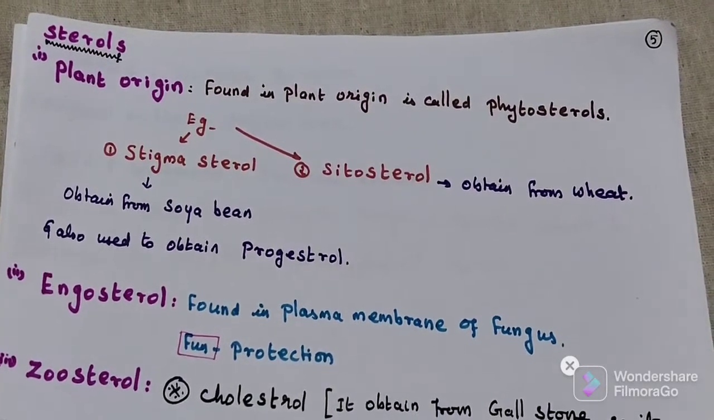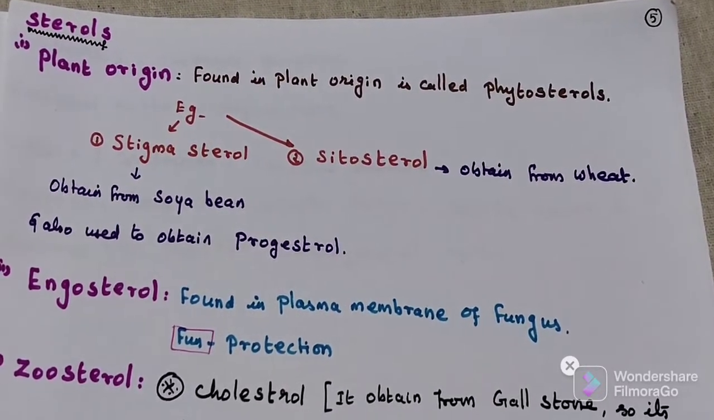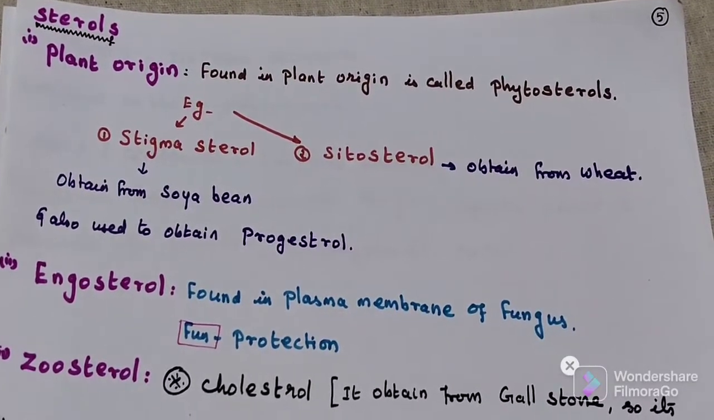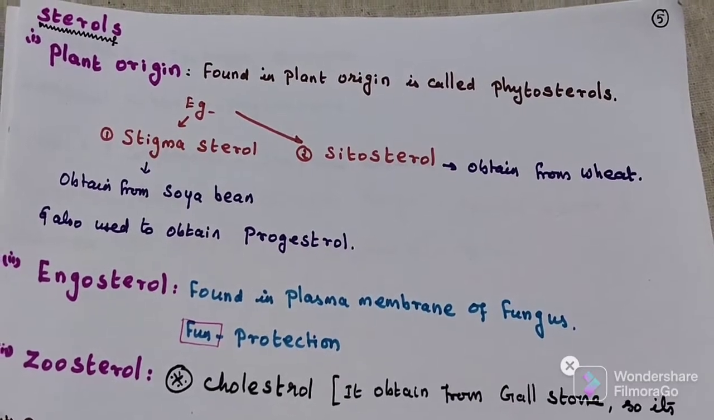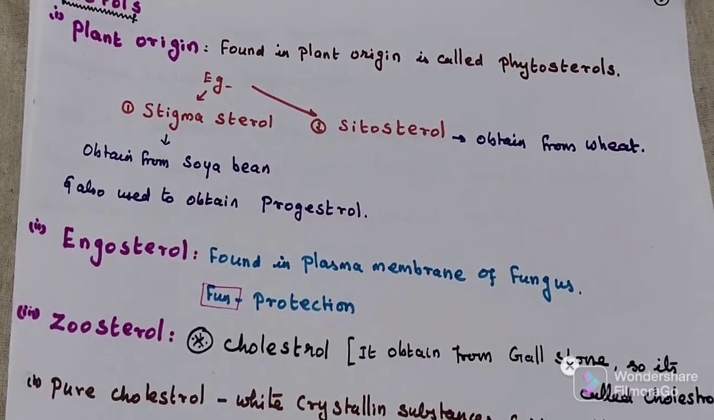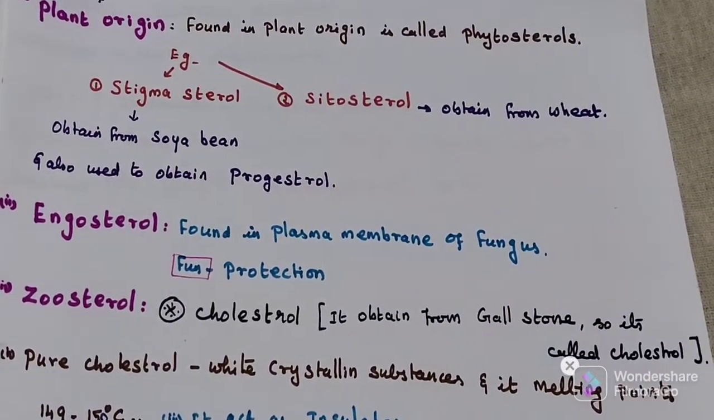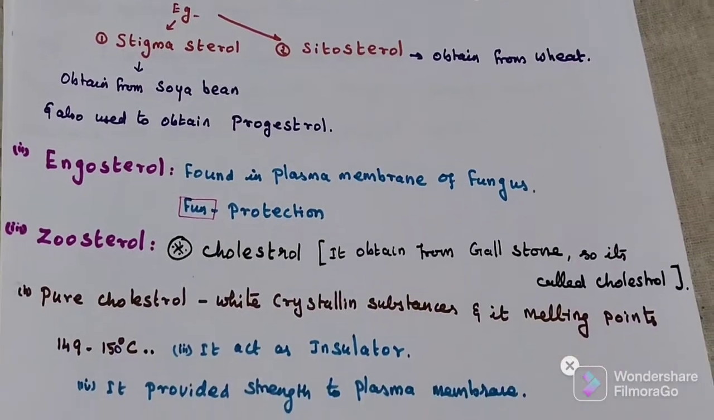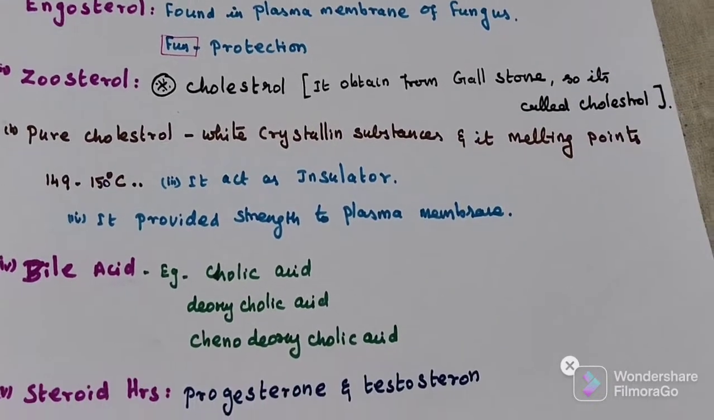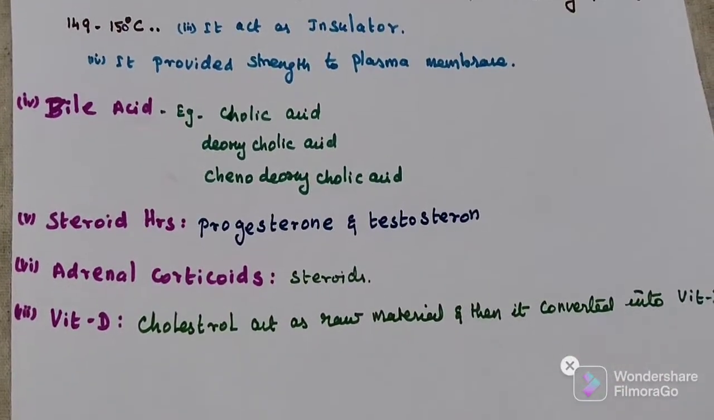So the sterol of plant origin is called phytosterol. It has two examples, stigmasterol and sitosterol. Stigmasterol is obtained from soybean, sitosterol from wheat. The sterol present in the plasma membrane of fungus is called ergosterol. The sterol present in animals is zoosterol, for example cholesterol. Other steroids are bile acids, steroid hormones, adrenal corticoids and vitamin D.